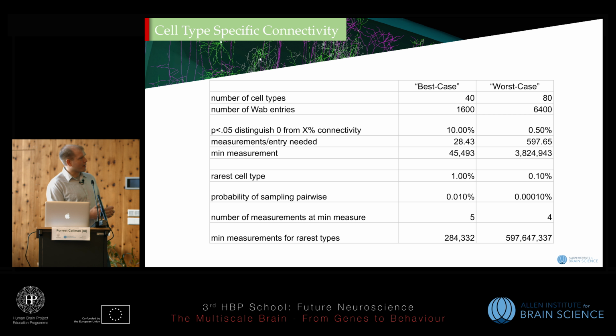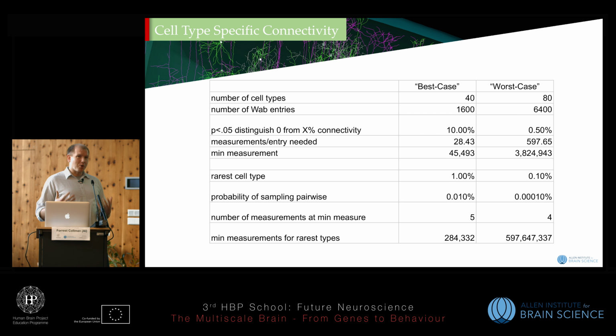So if you only get the rarest cell type 1% of the time, then the probability that you sample from a rare cell type to a rare cell type is actually the square of that, so you only get that 0.01% of the time. And so if you only made those 45,000 measurements, you'd effectively only get 5 measurements from the rarest to rarest cell type. So that means in order to get back up to even the 28 measurements for the coarse measurement, you need to get back 284,000 measurements.